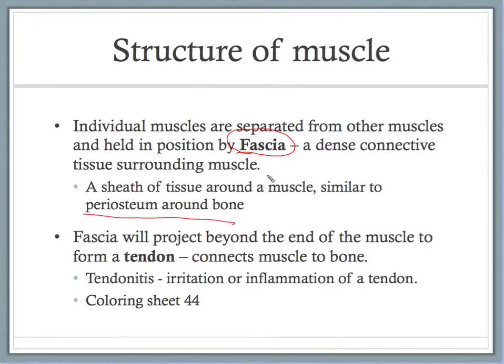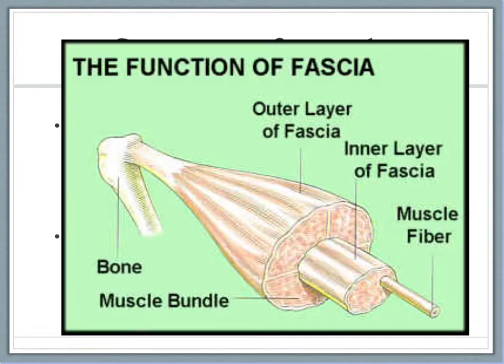This fascia extends out beyond the muscle itself. And so it covers the muscle and then extends farther. And that's what forms a tendon. So that's what connects the muscle to the bone, is that fascia there. And so when this extension becomes inflamed, that's what we call tendinitis. So irritation or inflammation of that fascia extending out.